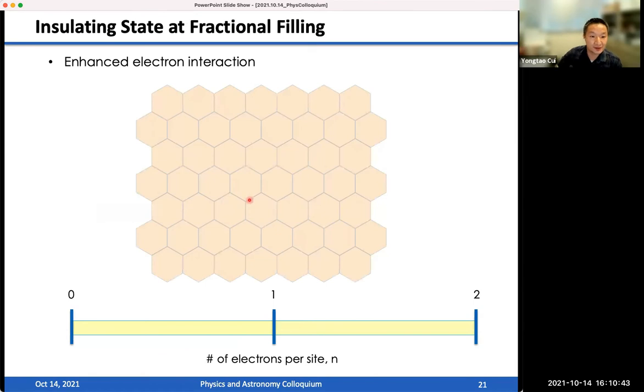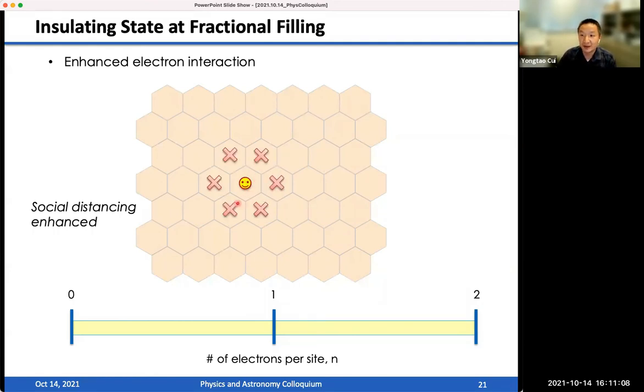Okay, again, let's consider this filling pattern in this Moiré lattice. What if we enhance the electron interaction? Meaning now our social distancing policy is enhanced. So instead of keeping, say, 6 feet away, we want to keep the electrons 10 feet away. That means if one electron occupies this lattice site, we have to leave all the nearest neighbors empty, and the next electron has to go to the second nearest neighbor, which is over here. Right? In order to comply with this enhanced social distancing.